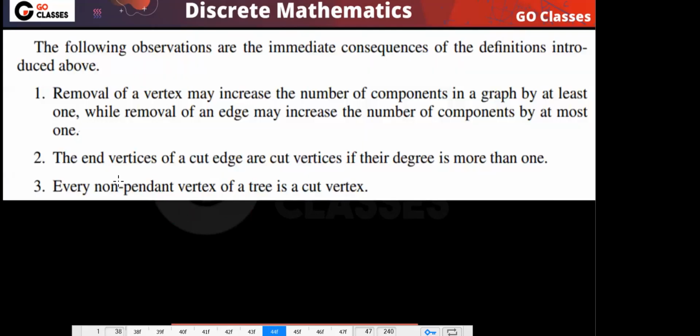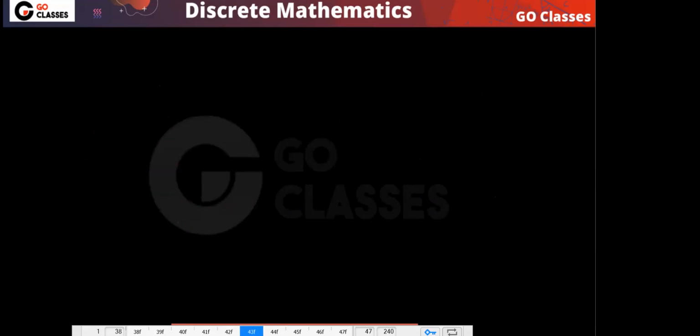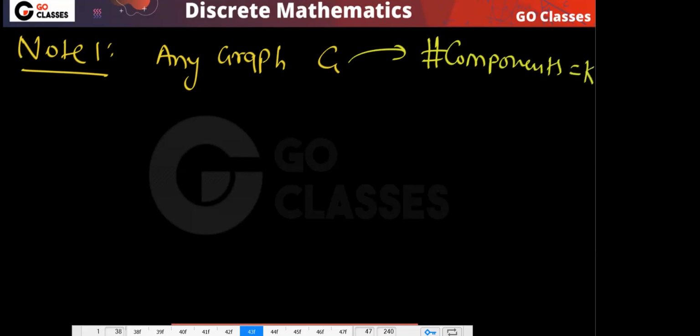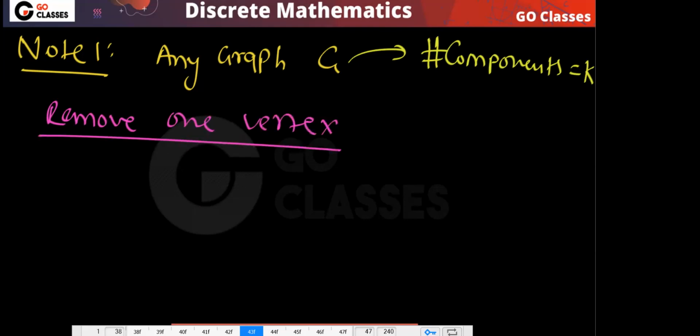Let's see the next thing. These are the observations. If you remove one vertex, then what can happen? Observation 1, note number 1. From any graph G, whatever graph you have, with number of components equal to K, if you remove one vertex, then what can you say about the number of components?